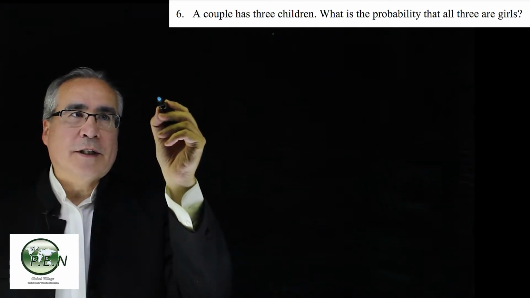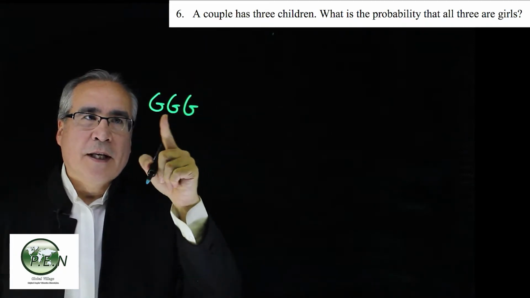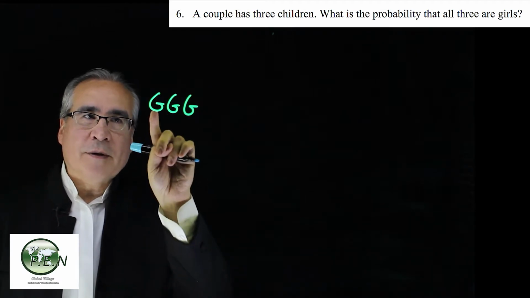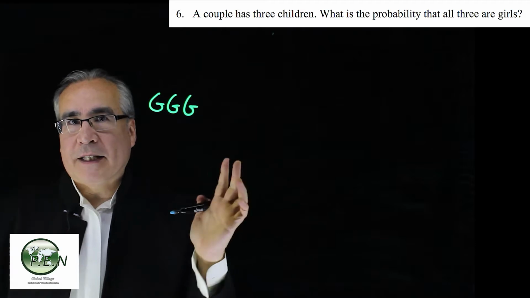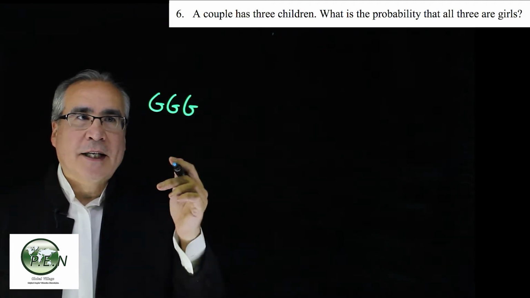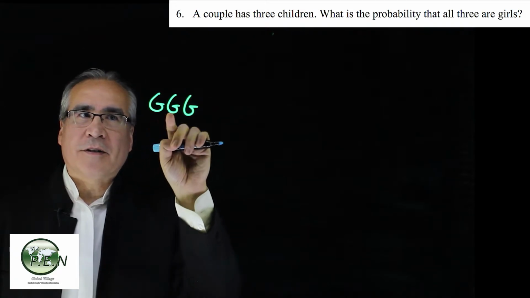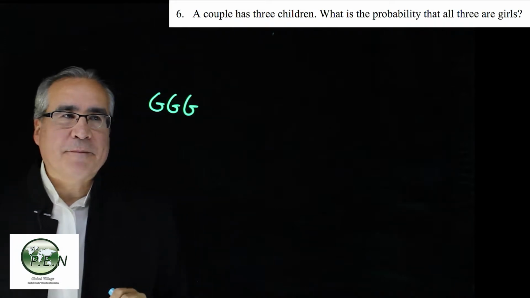So the first one is we could get what we're looking for, 3 girls. Now there's one way to do that, because if you switch these girls around, even though each individual is different and the order they were born in might make a difference somehow, you couldn't tell the difference by gender. So the oldest is a girl, the middle child's a girl, the youngest is a girl. So there's one way to do that.